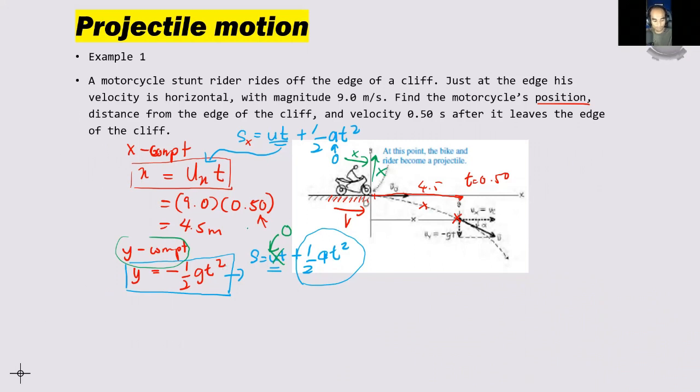Any problem? Anyone have a problem in this example? Any difficulties? Sir, can you repeat why the U is 0? U is 0 because you see this motorcycle, when it moved, it's only moving in the X direction. It doesn't go up or down. So the Y component is 0, right? So that's why I put 0 here, right? That's why over here is 0.